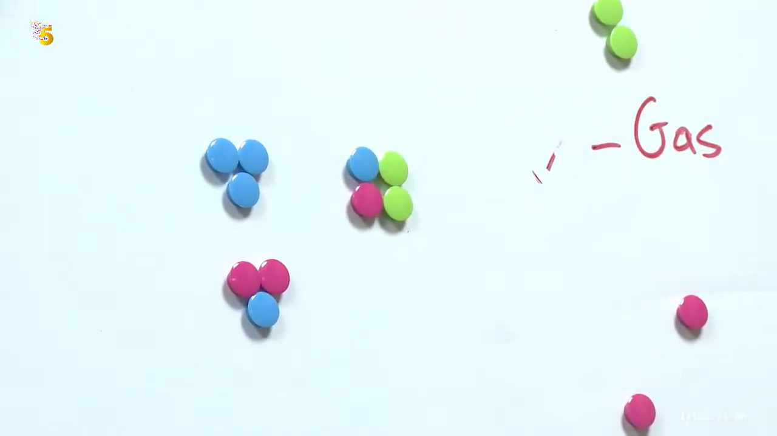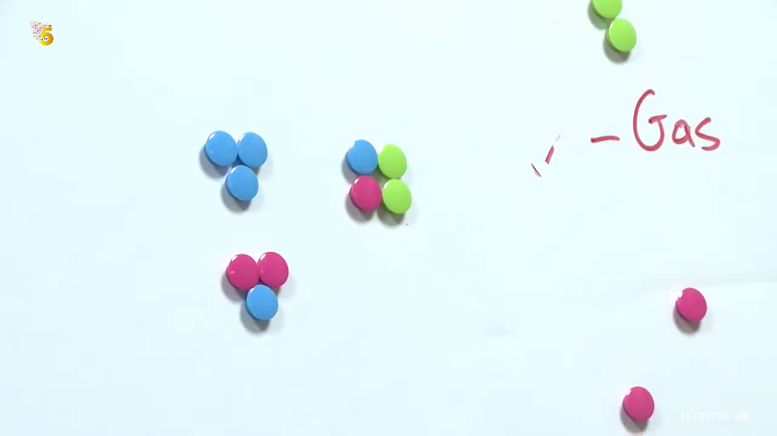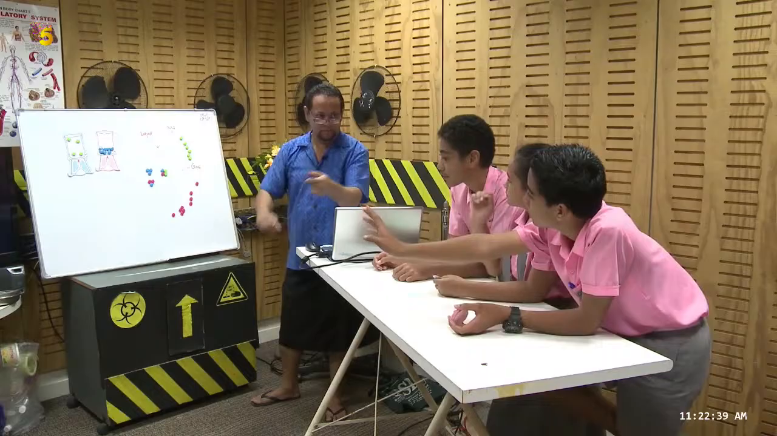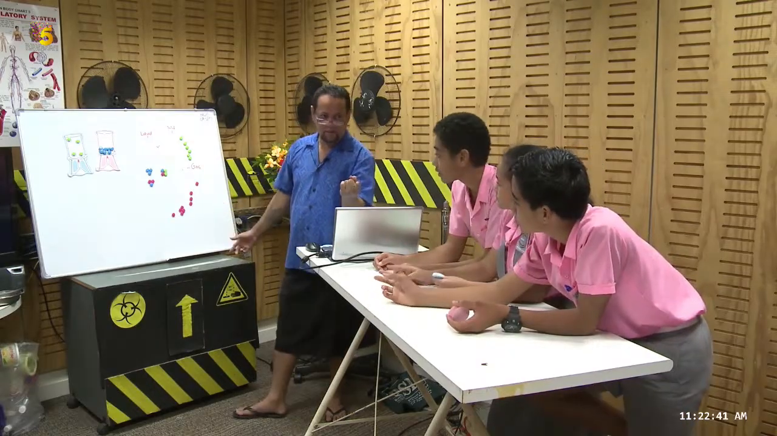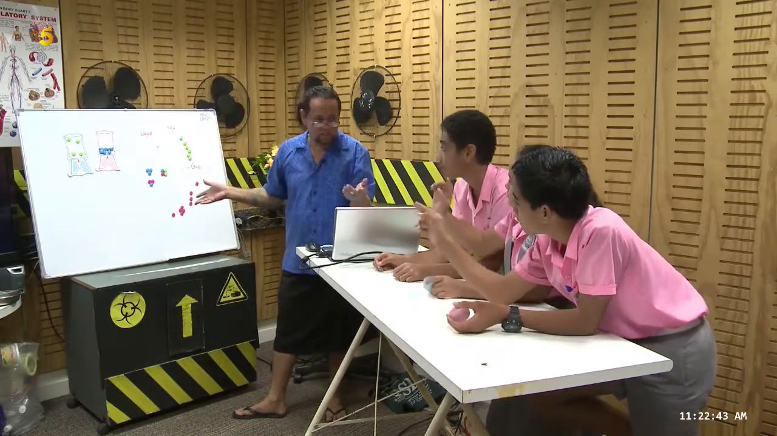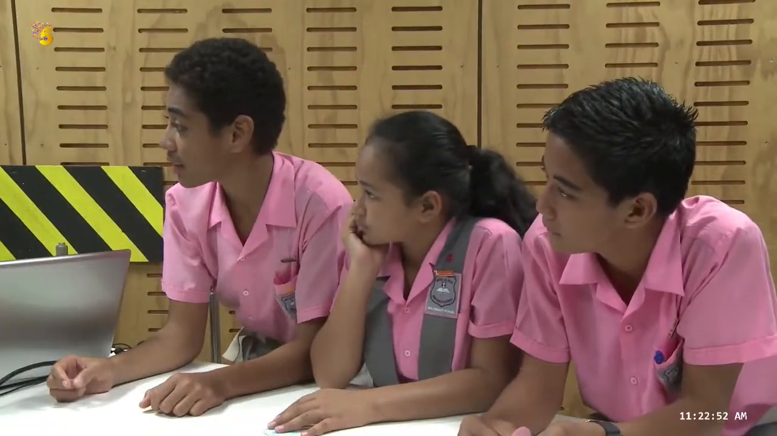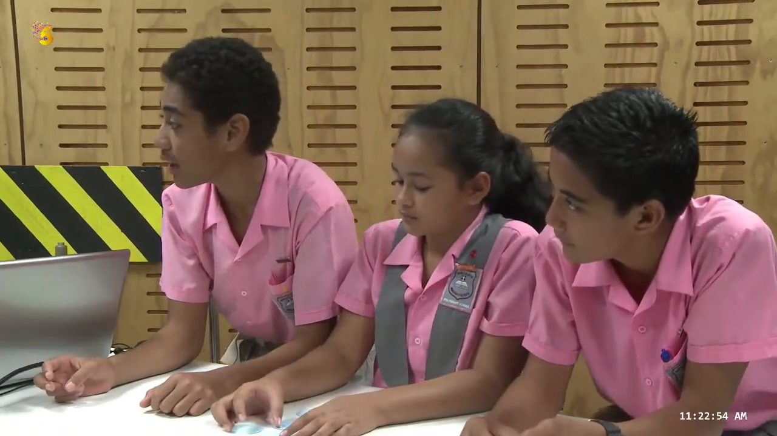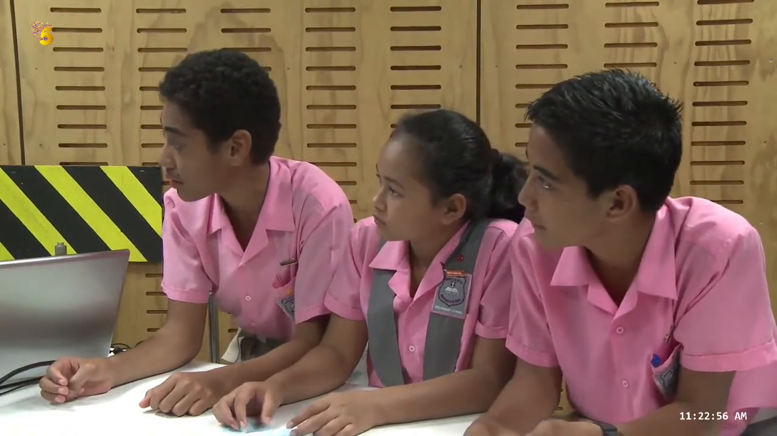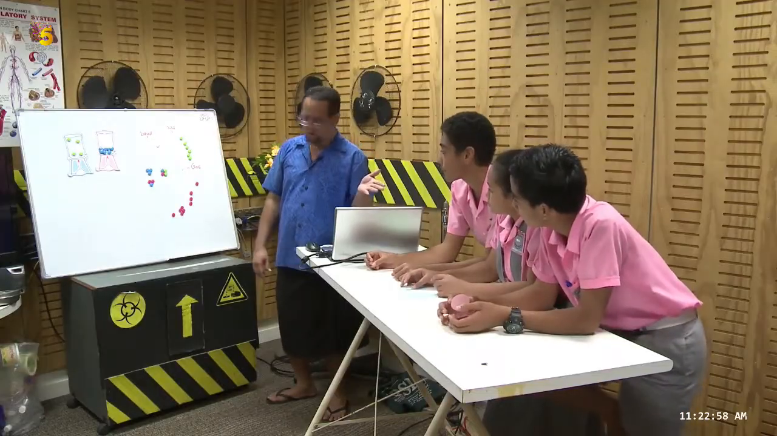If you look at these three, what's the difference between these three shapes? Different shapes. Different elements? How do you know there are different elements? Different colors. Okay, the other one has 4, and the other two only have 3. You are all right.